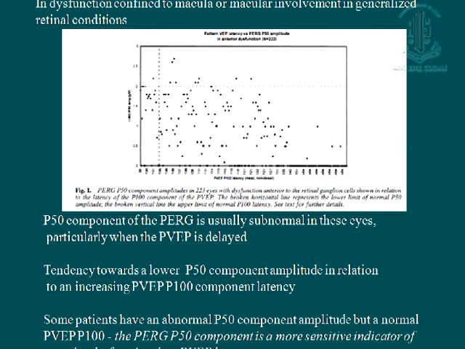This is a plot they have given where they have plotted the P50 amplitudes. This is the average P50 amplitude, and most of the values are abnormal. And this is the P100 VEP latencies. The normal values are here, and most of the values are delayed. The P50 component in the PRG is usually subnormal in almost all eyes. There is a tendency for lower P50 component amplitude in relation to increasing P100 latencies.